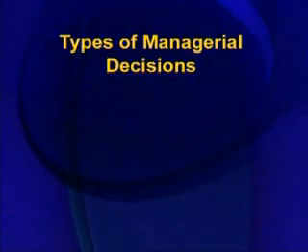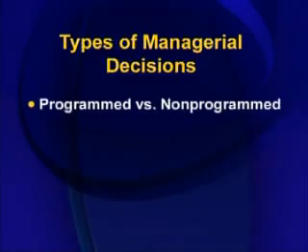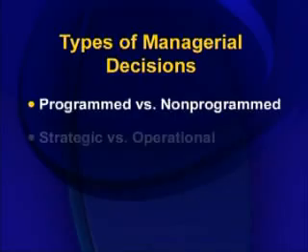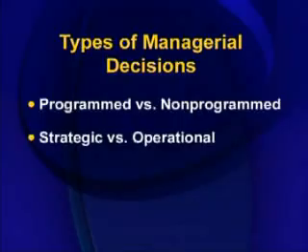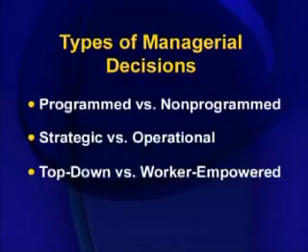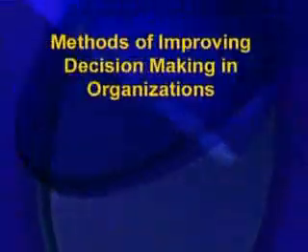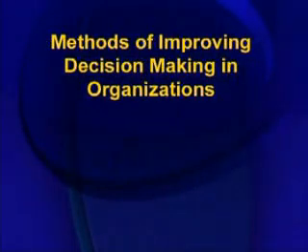And then we also discussed the types of managerial decisions, and they were programmed versus non-programmed decisions. Routine work में जो decision लेते हैं, अनहोनी चीज, यूनिक चीज. Then we discussed the strategic versus functional decisions and top-down versus co-worker or worker empowerment decisions. So how can we improve decision making in organizations? These were different models that we discussed, the behavior part, everything.